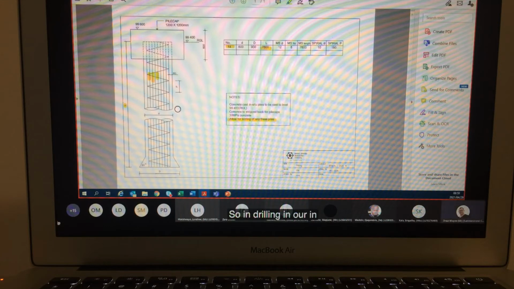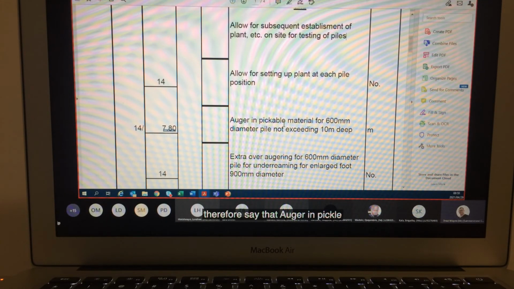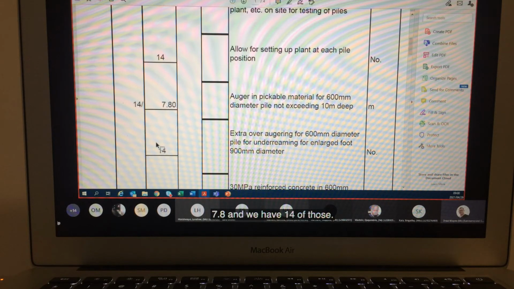So in drilling, in our description, we say auger in pickable material for 600 millimeter diameter pile not exceeding 10 meters deep, and we have the length, which is 7.8, and we have 14 of those.